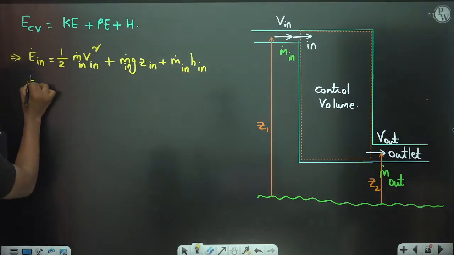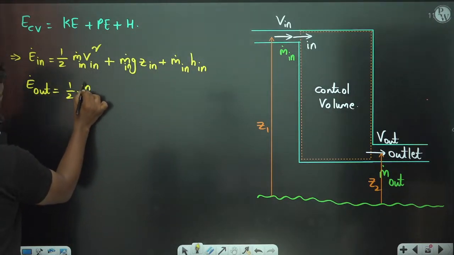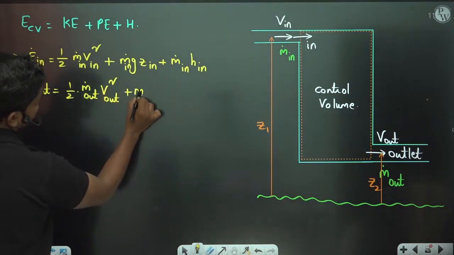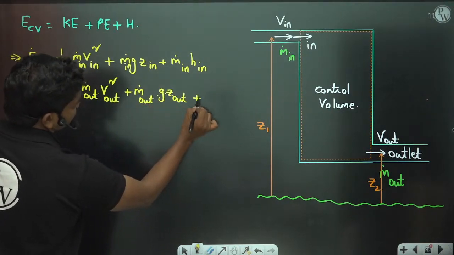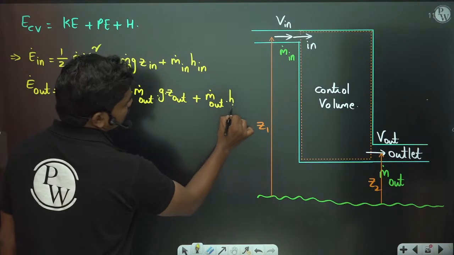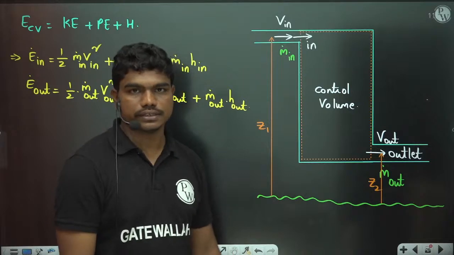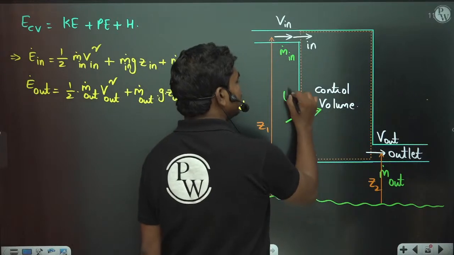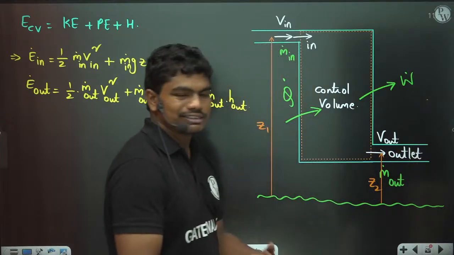Similarly, energy flowing out at the outlet is half times m dot out velocity out square plus m dot out g times z out, which is the energy in terms of potential flowing out, plus m dot out times specific enthalpy at the outlet. Apart from this, let us suppose some heat interactions and work interactions are also there. Some heat is flowing into the control volume and some work is coming out of the control volume.